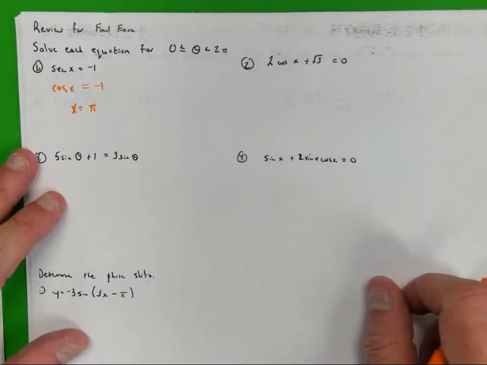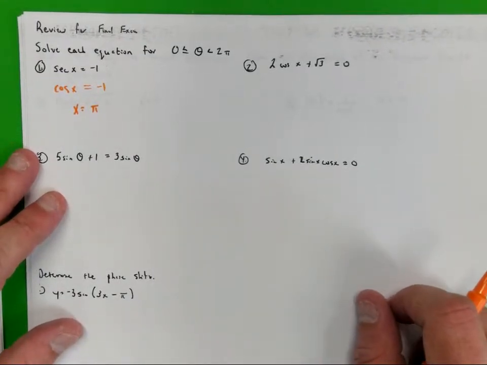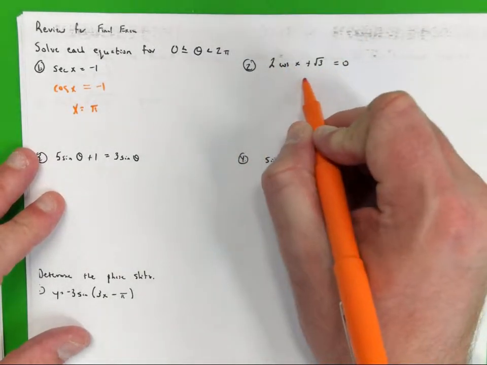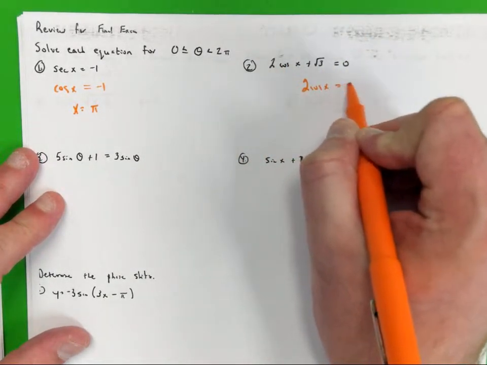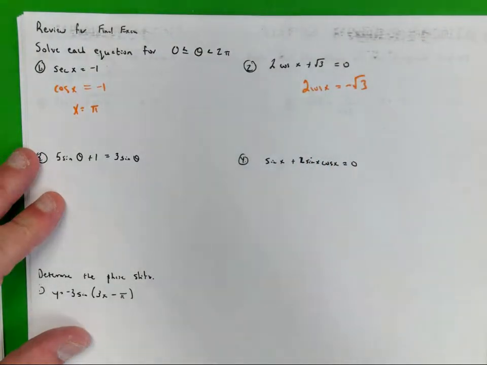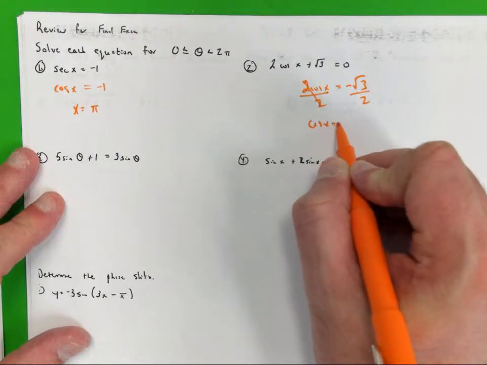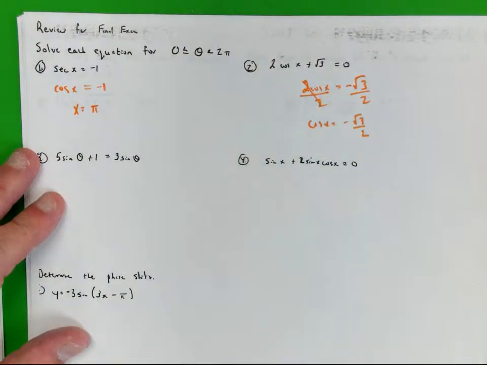We have 2 cosine x plus square root of 3 equals 0. We need to get what by itself? So I'm going to move what over first? I'm going to divide by 2. Cosine of x equals negative root 3 over 2.